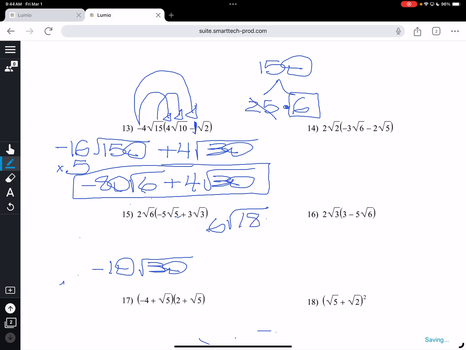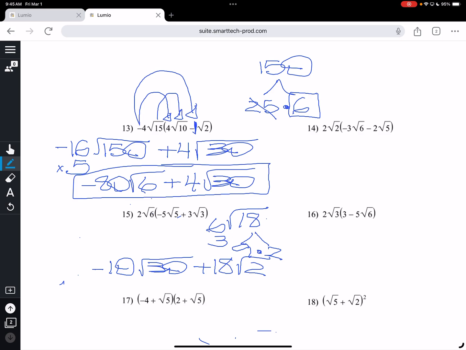Radical 18 breaks down into 9 times 2. And the 9 comes out as a 3. Negative 10 radical 30 plus 18 radical 2. But why doesn't negative 10 radical 30 simplify? Remember, we talked about all the factors of 30. 1 and 30, 2 and 15, 3 and 10, 5 and 6. None of those are perfect squares.